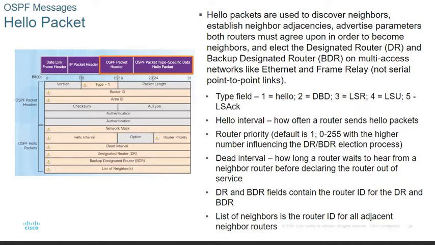Type field: 1 equals Hello, 2 equals DBD, 3 equals LSR, 4 equals LSU, 5 equals LSAck. Hello interval is how often a router sends hello packets. Router priority, default is 1, 0 to 255, with a higher number influencing the DR-BDR election process. Dead interval is how long a router waits to hear from a neighbor router before declaring the router out of service. DR and BDR fields contain the router ID for the DR and BDR. List of neighbors is the router ID for all adjacent neighbor routers.